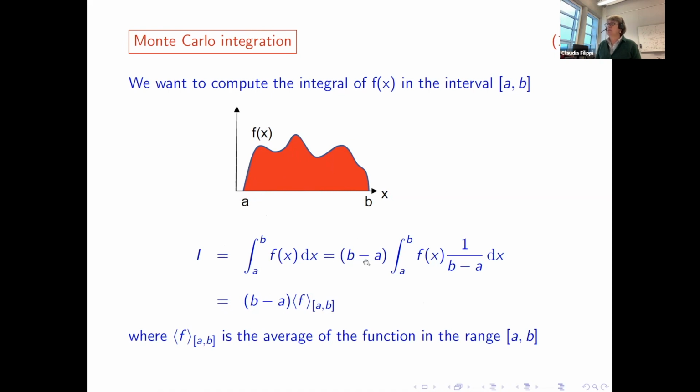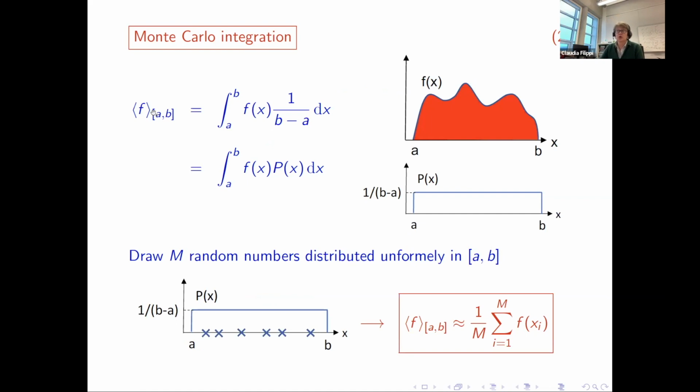What I do is I multiply by b minus a and I divide by b minus a, and then I focus on computing this part, okay? This average of the function f of x, over the range AB. So now we focus on this, so by just multiplying by b minus a, we recover the full integral.